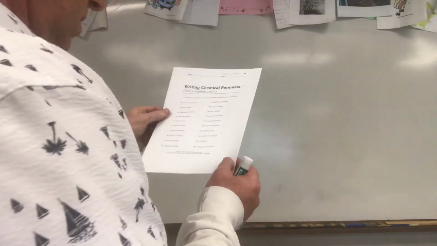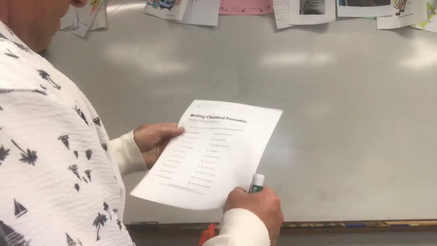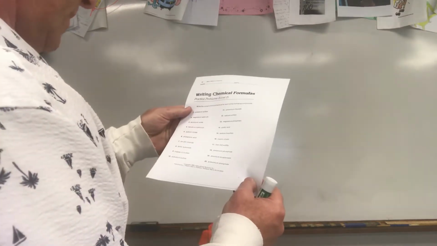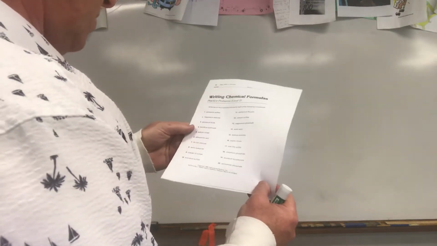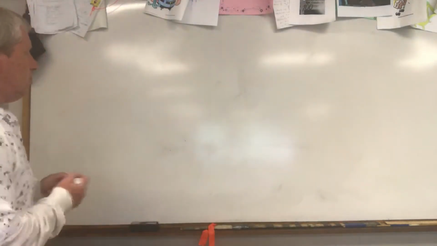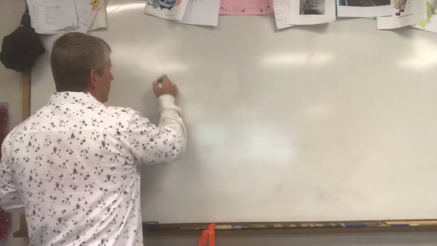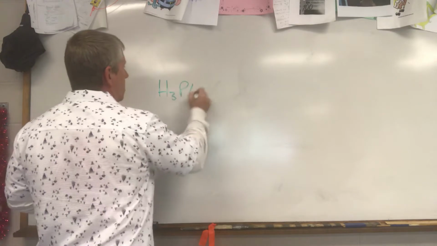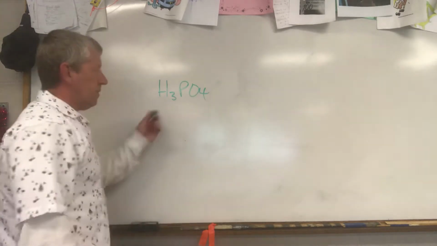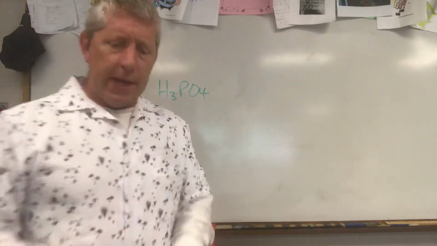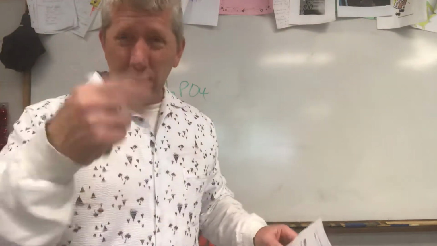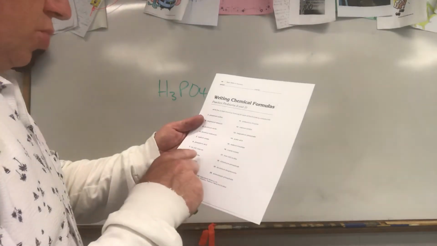Let's flip over to the other side here. Let's go down to number 6, phosphoric acid. I want to point that out because it's an acid, and it's one of the common acids that I want you to know. Phosphoric acid is H3PO4. I just wanted to put that down as a reminder. There are some acids that you need to be able to identify and know how to write the formulas for. Let's go to number 7.